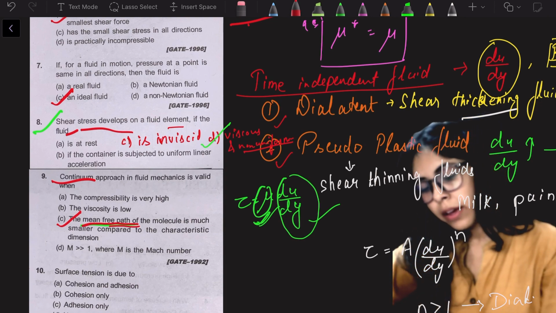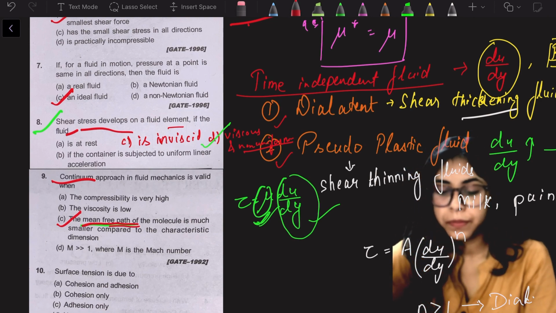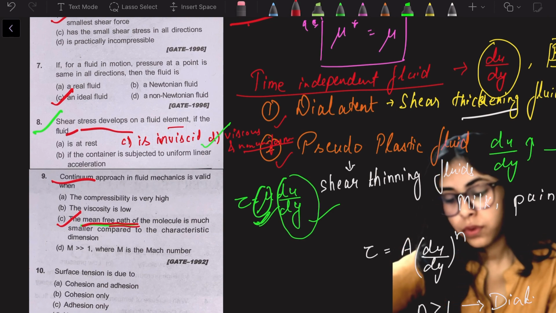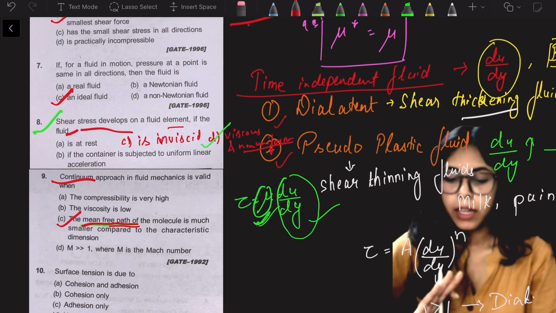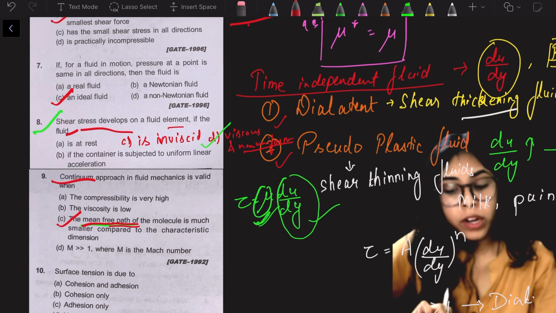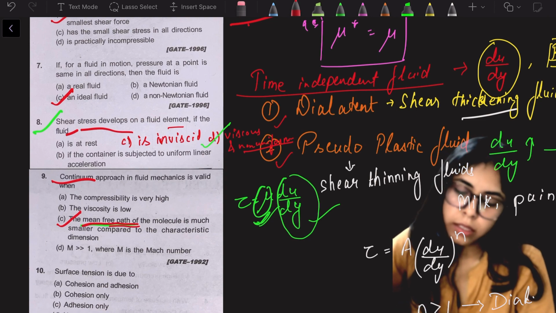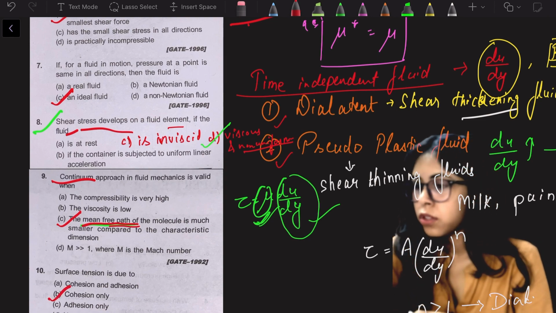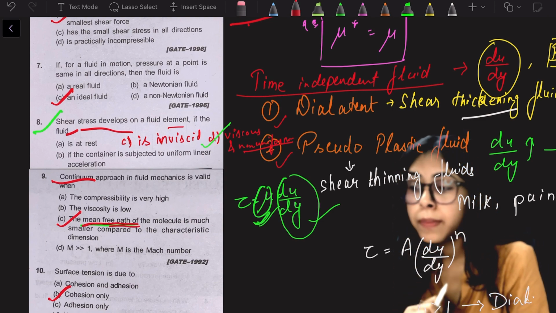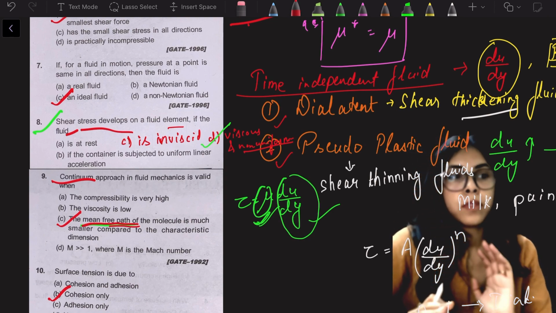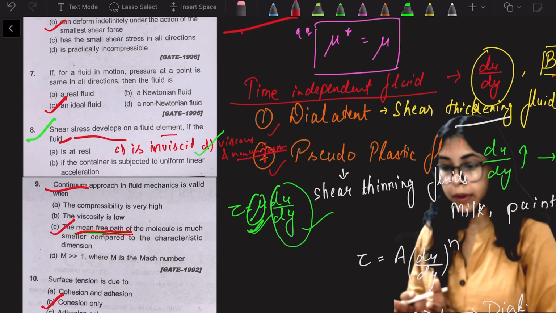Now we are having question 10 that came in GATE 1989. Surface tension is due to what? Surface tension is due to: first cohesion and adhesion, cohesion only, adhesion only, none of the above. So surface tension, we all know, is just because of cohesion only. So surface tension, what is this? This is a cohesive force which develops between two immiscible fluids, and that develops the tension on the surface. That's it. So here the chapter ends.